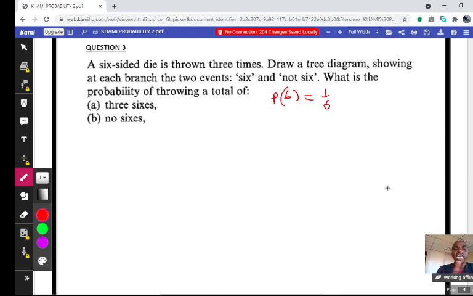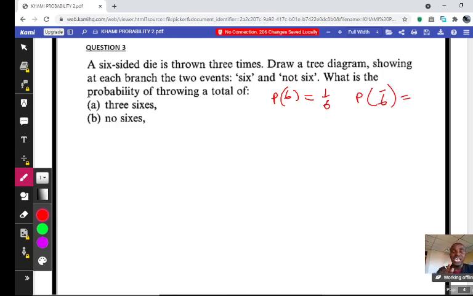1 on a die over the total number of sides, which are 6 sides. Then the probability of not a 6, let's use 6 bar, that's not a 6, will be 1 minus the probability of a 6. Please take note of that.